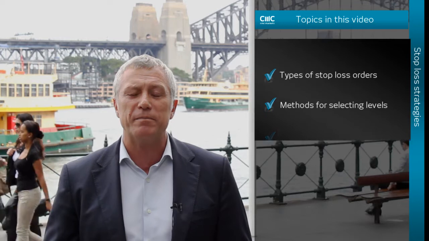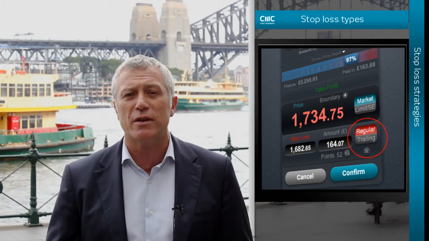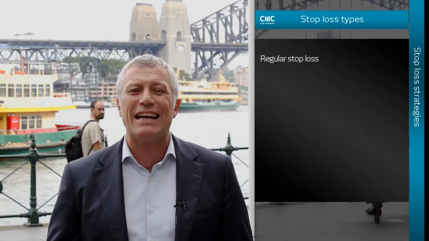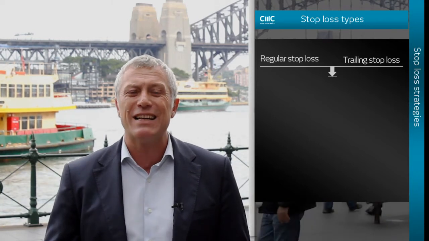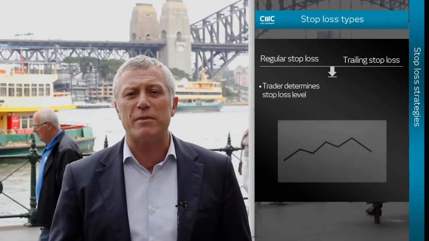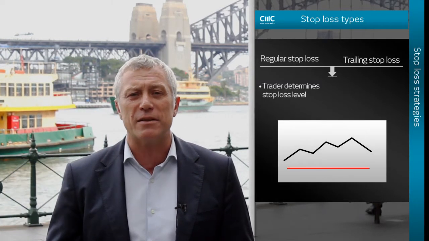Looking at this order ticket on the CMC platform, we can see there are 2 types of stop loss orders: regular stop loss orders and trailing stop loss orders. A regular or fixed price stop loss is just that. The trader determines the level at which they would like to stop out of a trade that's going against them.